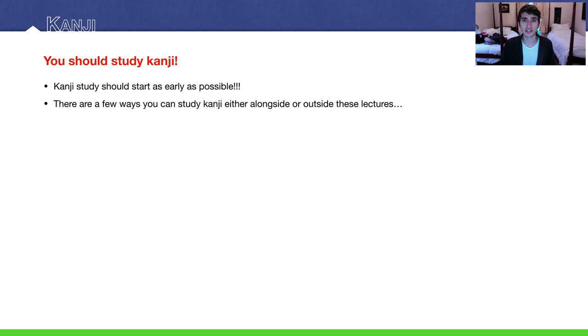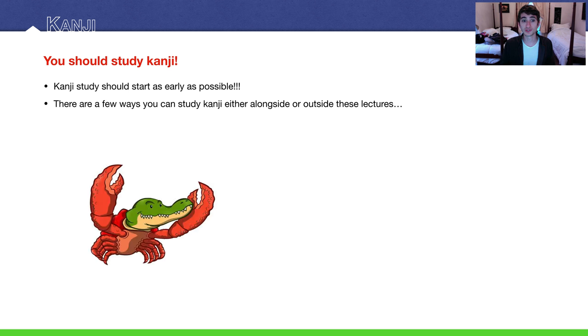And there are a few ways you can study kanji outside of my lectures. There's a bunch of resources online. The main one that I like is Wanikani. This is, I believe, the best system out there today. I know there's a bunch of people with differing opinions, but my humble opinion is that Wanikani is one of the best, if not the best. I use Wanikani every single day. It is web-based. The first three lessons, I believe, are free, kind of like a trial thing, and then you have to pay for the rest.